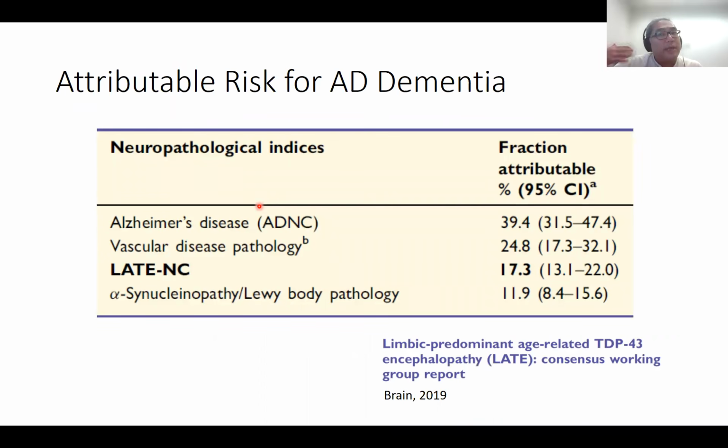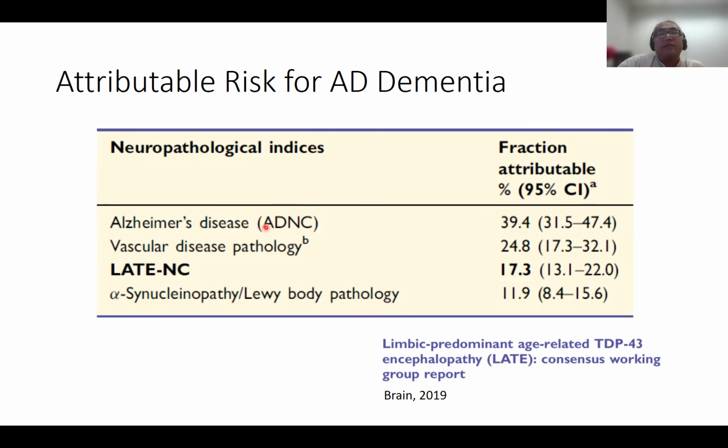This is another way to present the data. So again, this is in this paper back in 2019, where they're looking at more of a public health measure called attributable risk. So this is in a population, what fraction of Alzheimer's disease dementia can be attributed to various neuropathologies, right?